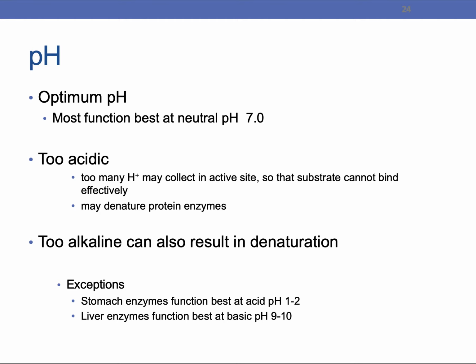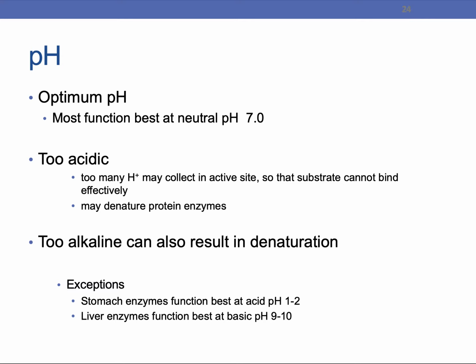Most enzymes will function best at a pH of 7, which is neutral. There are instances where you have too much hydrogen ions present that clog up the active site of the enzyme, and therefore the substrate cannot bind. And the same can be said of conditions where it's too alkaline, there are too many OH minus ions, which in the same way clog up the active site, and therefore the substrate is not able to bind and the reactions do not proceed. But in all this, there are exceptions.